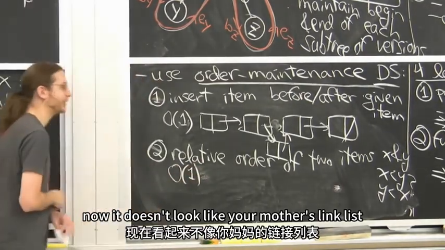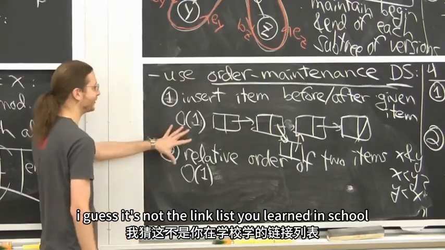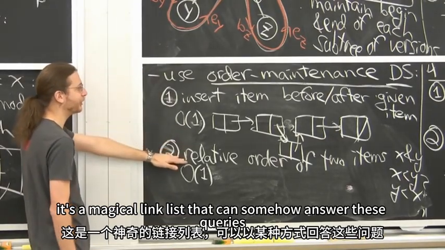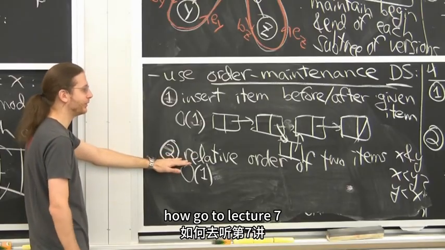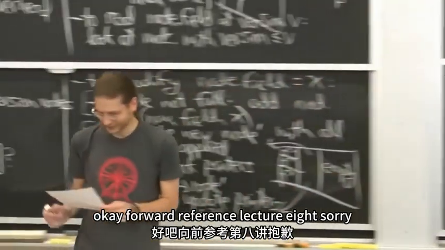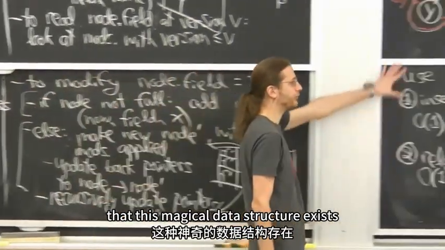Now it doesn't look like your mother's linked list, I guess. It's not the linked list you learned in school. It's a magical linked list that can somehow answer these queries. How? Go to lecture 7. Okay, forward reference. Lecture 8, sorry. For now, we're just going to assume that this magical data structure exists.